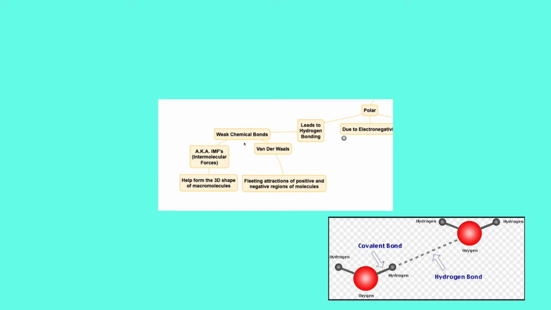We have other types of weak chemical bonds. We have things called intermolecular forces. These are going to be things that help form 3D shapes of macromolecules. When we talk about proteins, we will talk about how the amino acid chains are going to have a specific shape, and that's going to be partially due to these intermolecular forces, disulfide bridges, hydrogen bonding, attraction between positive and negative amino acids. And then we also have van der Waals forces, and these are going to be fleeting, very brief attractions between positive and negative regions of specific molecules.